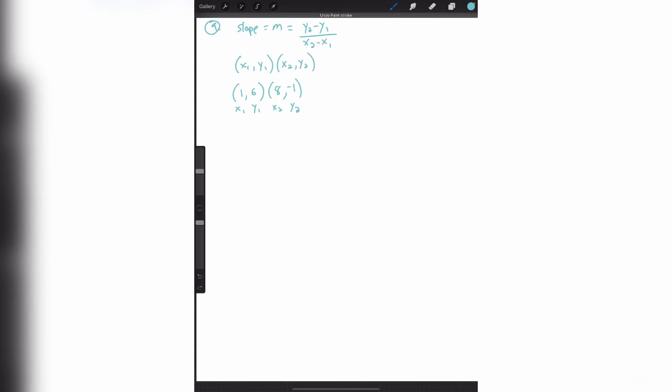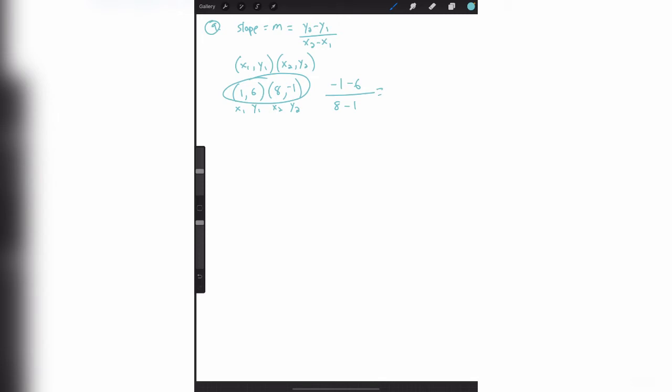So I have negative 1. I'll go ahead and write it over here. I'll say negative 1 minus, what was y1? 6, over x2, which is 8, minus x1, which is 1. And I pulled the values right from these 2 points right here. All right, now let's go ahead and simplify.